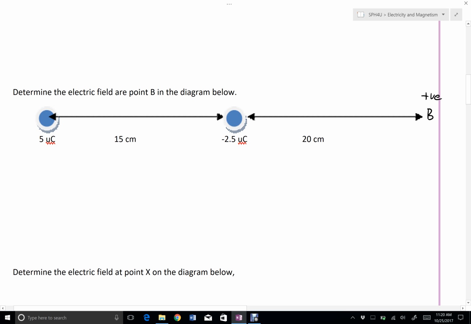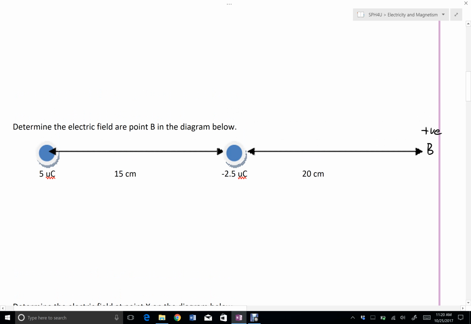So here's our example. Determine the electric field at point B in the diagram below. So we have charge 1 and charge 2 that are going to be working together to make that electrostatic field at point B. I can calculate the magnitude of those electrostatic fields by going kQ over r squared at each individual location.